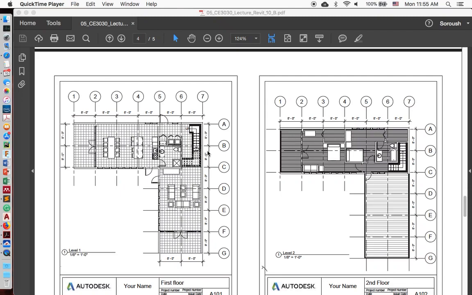The next step in my drawing will be laying out my grid line. The grid line basically shows the location of my columns in my drawing. So the first thing I have to do is basically have a general scheme of my drawing.